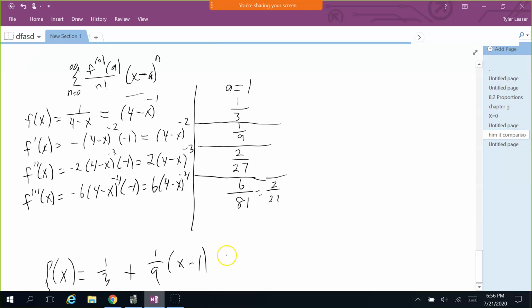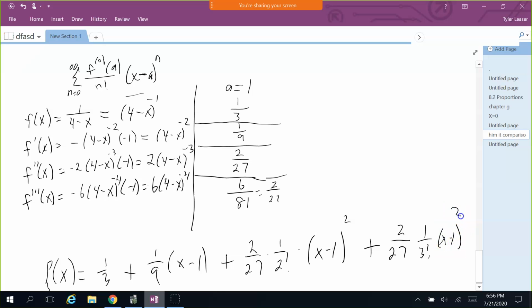All right, that plus the next term, n to be 2. So that's the second derivative at 1. That was the 2 over 27. That is going to be divided by 2 factorial times x minus 1 squared now. And then finally plugging in n to be 3, we have another 2 over 27. This time it's going to be over 3 factorial, and then it's going to be x minus 1 cubed.